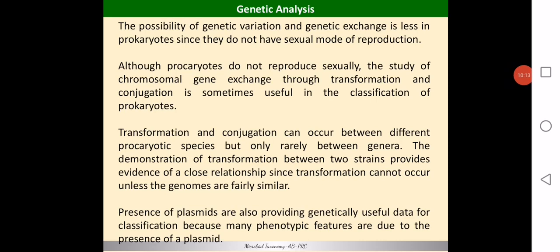Okay, so by that we conclude the classical characteristics. In short, the classical characteristics consist of the four major things: the genetic analysis, the ecological characteristics, and the physiological and metabolic characteristics. And also the morphological characteristics we discussed in brief, and you can go for further reference for all those things.